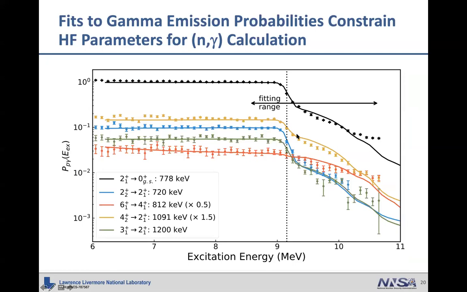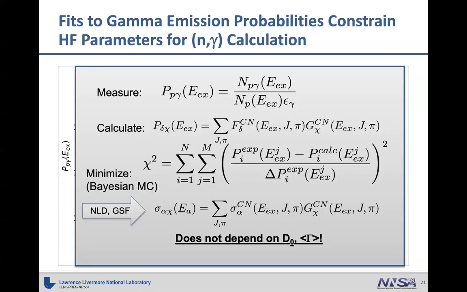So you can see not only that the agreement between the fit and the data is quite good, but that the agreement extends far outside the fitting range. So this gives you a large number of Hauser-Feshbach parameters that are used to constrain the nuclear level density and the gamma strength function. And using these, you can calculate the desired cross-section, as you see here.